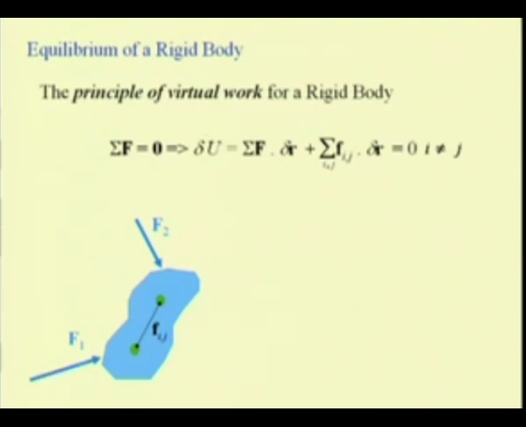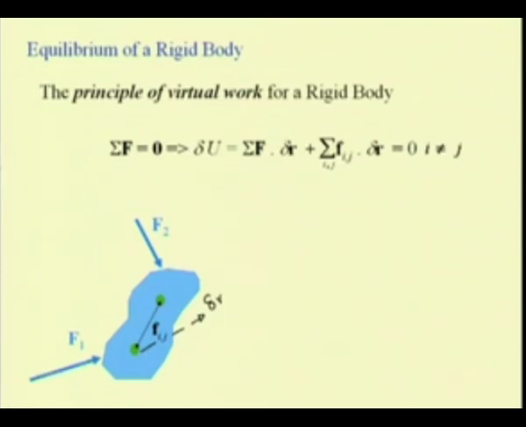So, what is the virtual work? The virtual work is the work done by the external forces. So, this quantity sigma f is nothing but the resultant of all these externally applied forces F1, F2, etc. So, sigma f dot delta r is nothing but the virtual work done by the external forces when this rigid body undergoes a virtual displacement of delta r. So, this quantity is the total virtual work by the external forces.